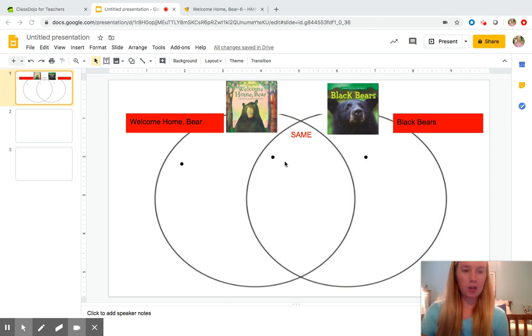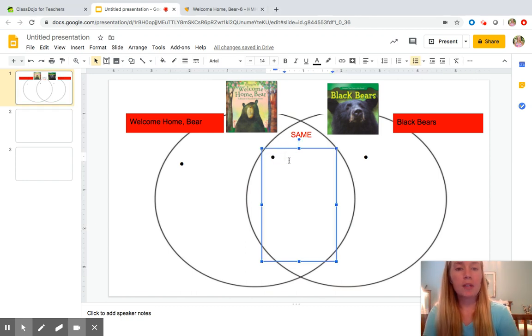So let's get started and come up with some ideas about how these books are the same. So let's see. The first thing that I was thinking was, what are these two books about? They're both about the same thing. What type of animal? Right, black bears. So both stories are about, let's just put black bears. So both stories are about black bears.